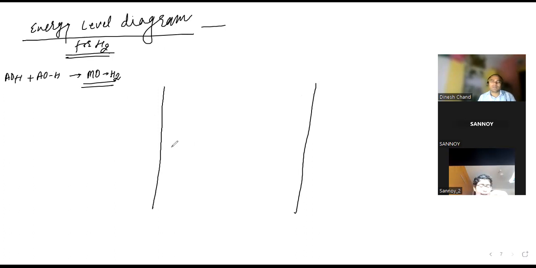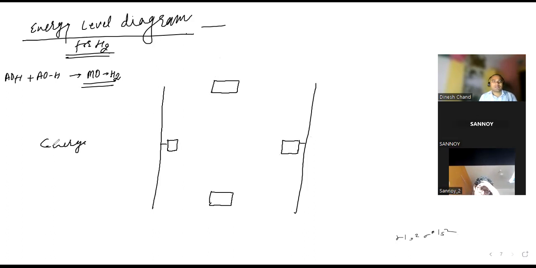Sir, in our school we have to do electronic configurations of molecules, and that area is not very clear to me. Can you please clear that? Electronic configuration of molecules, in this form: sigma 1s2, sigma star. That is coming now. Why are you worrying? That is coming. See, this is the energy level.